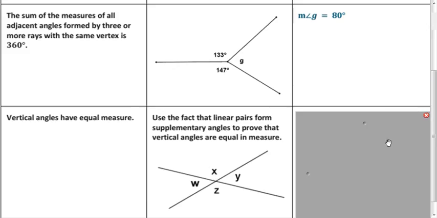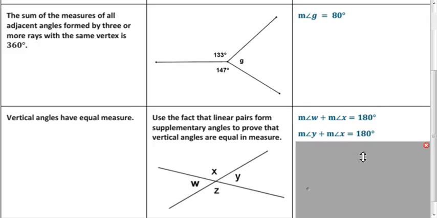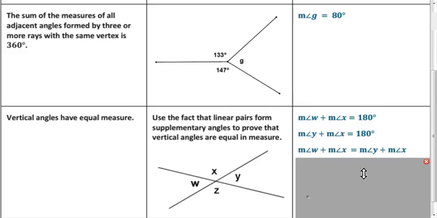And how did we prove that vertical angles have the same measure? So for example, we did this proof for 4. We said that if we added up the measures of W and X, that's 180, because they make a line. And if we do the same thing for X and Y, those are also 180. So by substitution, these are both equal. We subtract the measure of angle X from both sides, we see that the vertical angles have the same measure.